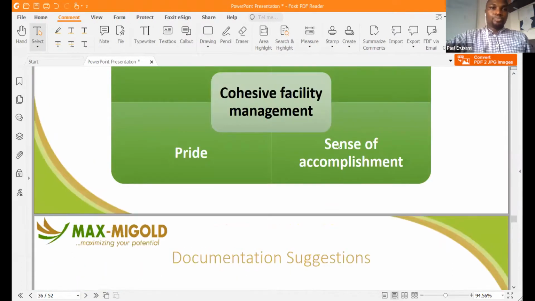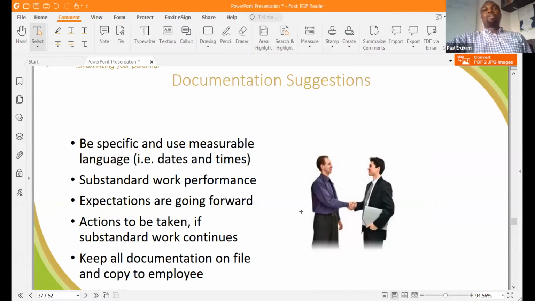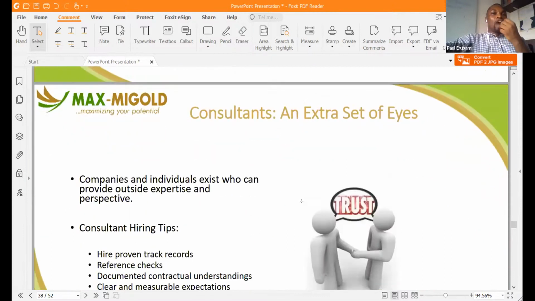Documentation suggestion. So how do you document your performance appraisal process? Be specific and use measurable language: date and time, substandard work performance, expectations going forward, action to be taken if substandard work continues. Keep all documentation on file and copy to the employee. So it's not just enough for you to appraise your employee. Let them understand what you have appraised them on. Let them know how well they are faring. And when you are providing feedback, let them know where they are doing well and where they are not doing well so that they can actually improve their output.